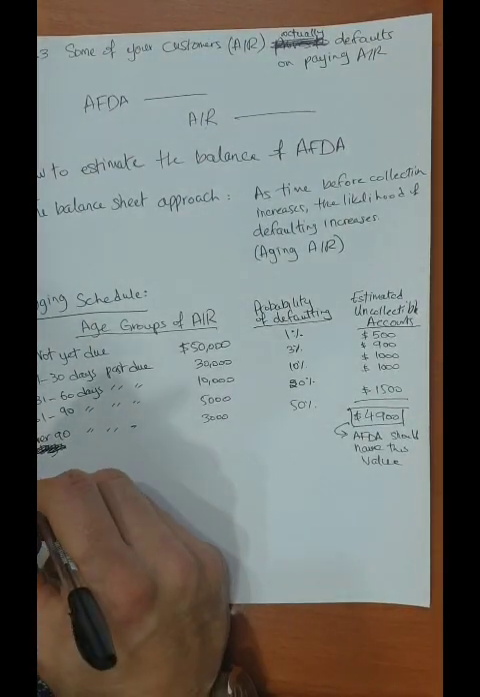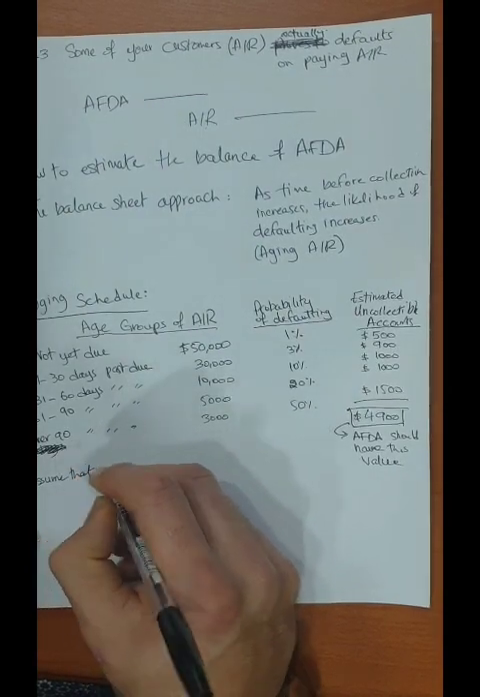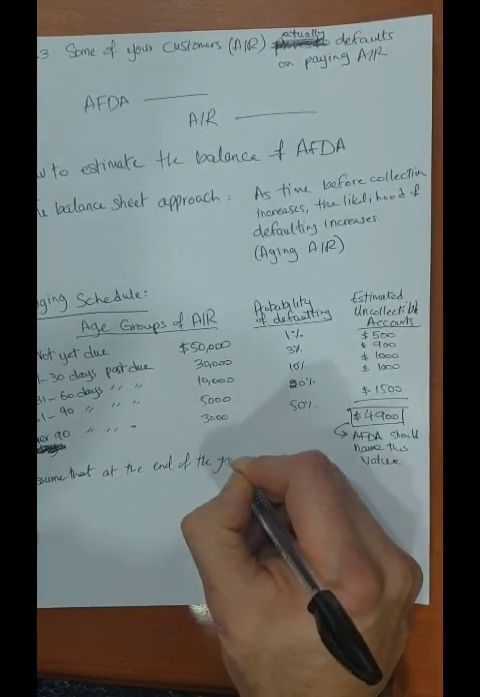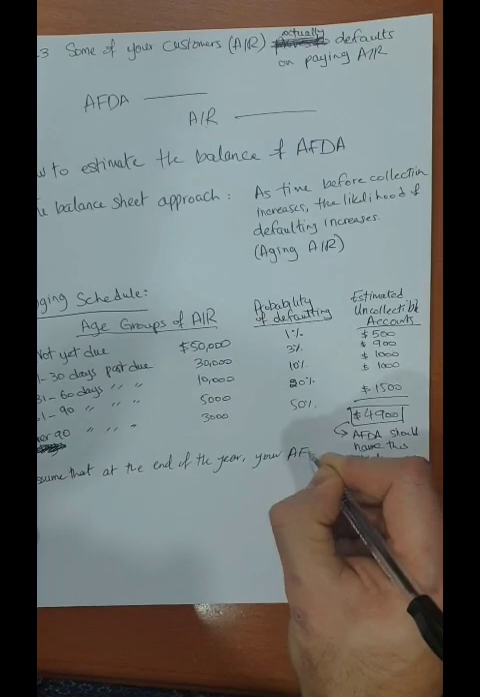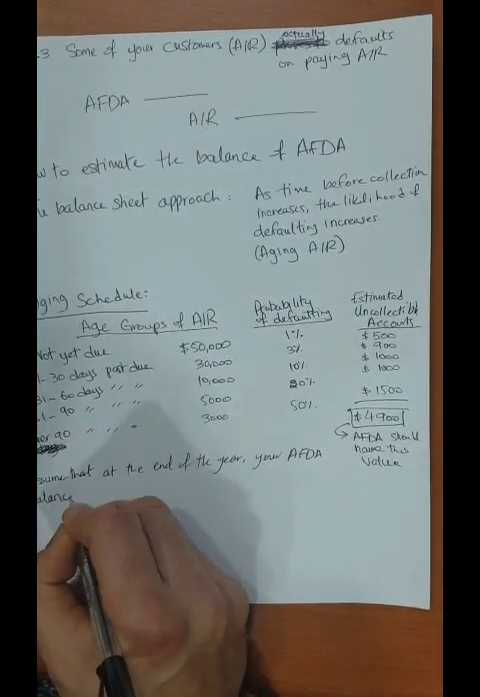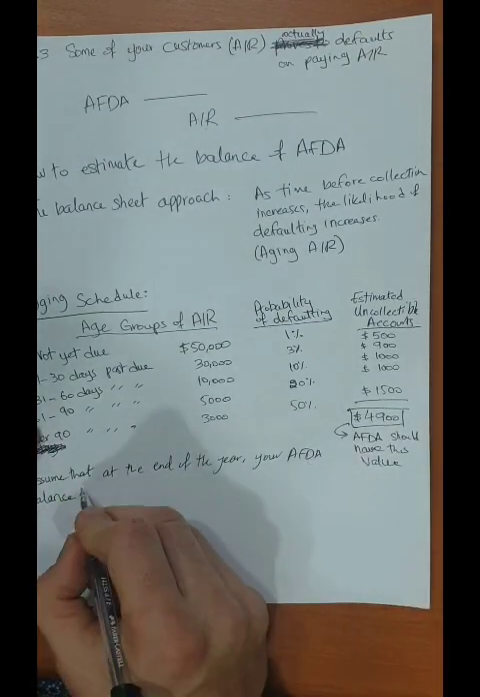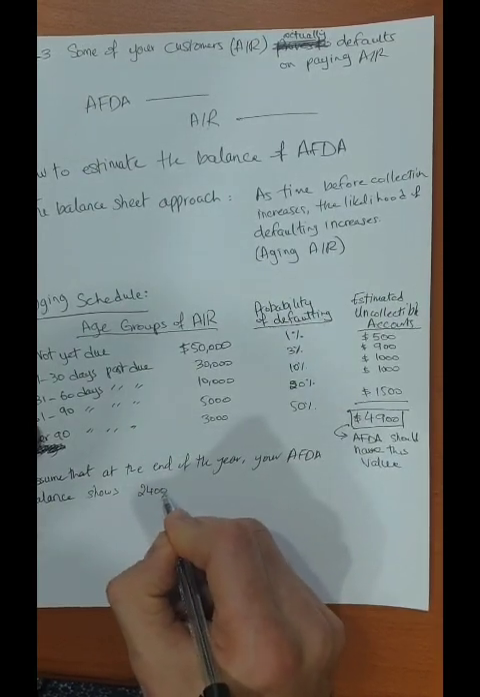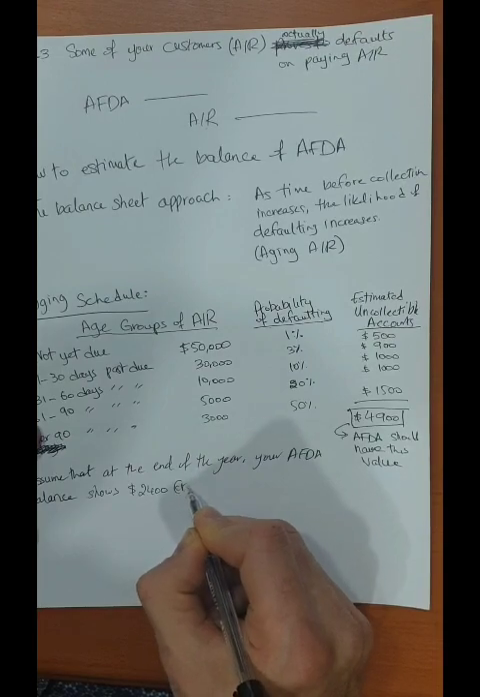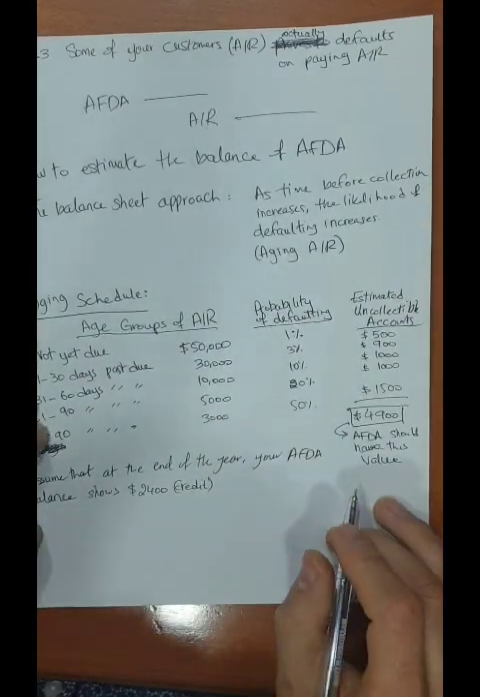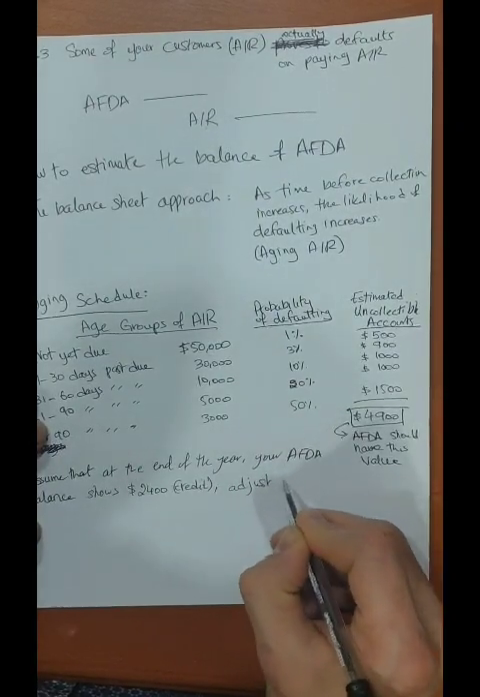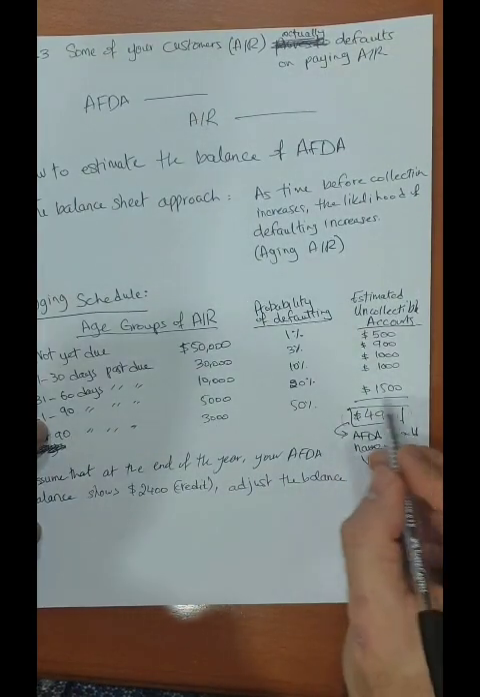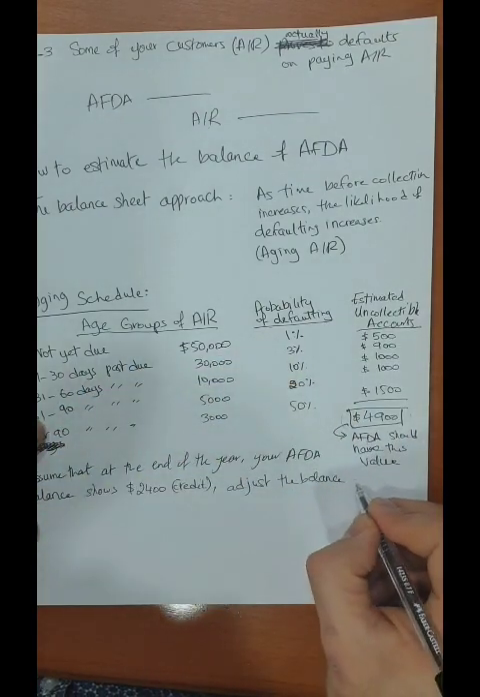Now, assume that at the end of the year, your AFDA balance, remember that AFDA has a natural balance of credit, shows $2,400 credit, which is the natural balance of it. You need to adjust the balance so that it increases up to 4,900, which is what you should have according to the aging schedule. So adjust the balance.